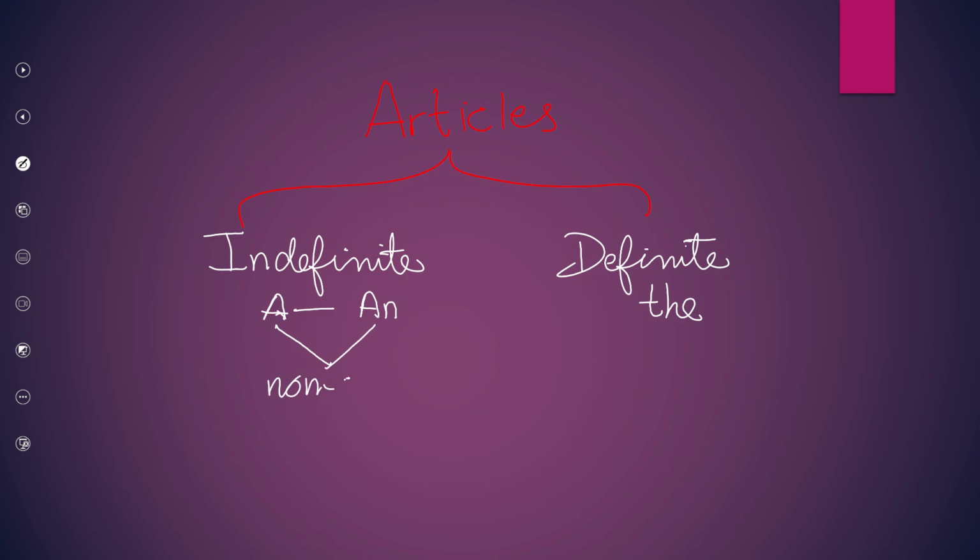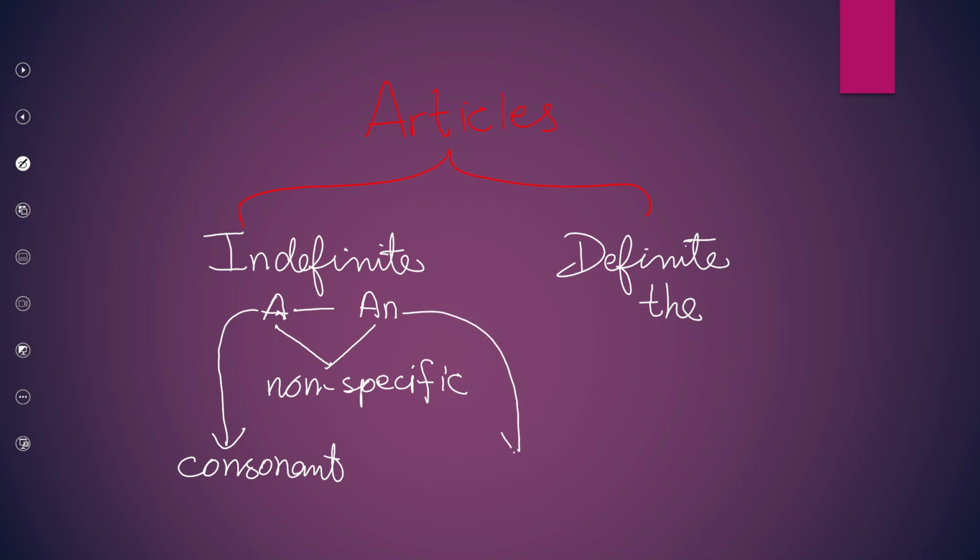We use a for non-specific things, and also an for non-specific. But we use a for the consonant sounds and we use an for the vowel sound. The words which are starting with the vowels, we are going to use an before it, and the words which start with the consonant, we are going to use a before it, like a boy, a cat, and the list goes on.